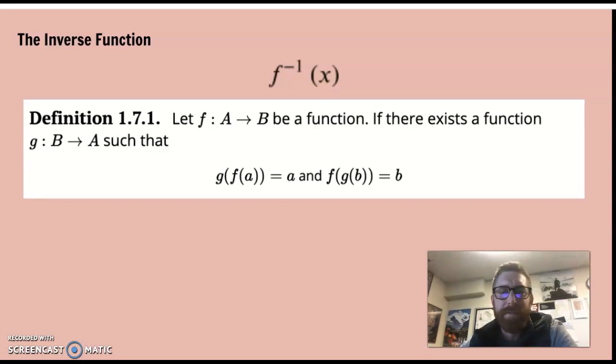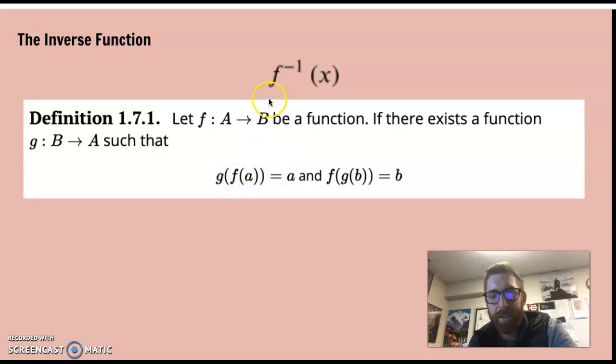All right, let's talk about the inverse. So if two functions are inverses of each other, they're going to undo each other, right? If you look here, we have two functions, g and f. If they're inverses of each other, we're going to say that g of f of a equals a and f of g of b equals b. Notice the g and the f canceled out and we're left with just the input, right?